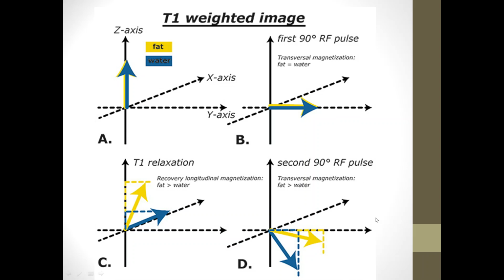So now you can record the signal very easily, and you will find the signal coming out from fat is brighter than the signal coming out from water. This is the T1 weighted image, or T1 sequence. This is the main idea of the T1 sequence. Here in the T1 sequence we use the longitudinal magnetization of different tissues, and we use the difference in recovery time of different tissues to differentiate between different tissues of our body.